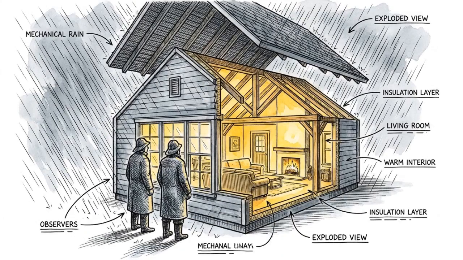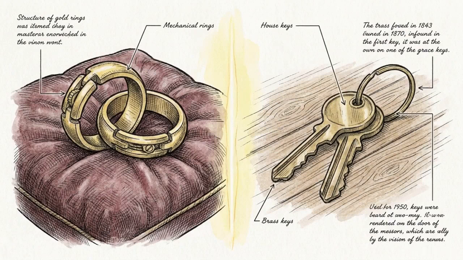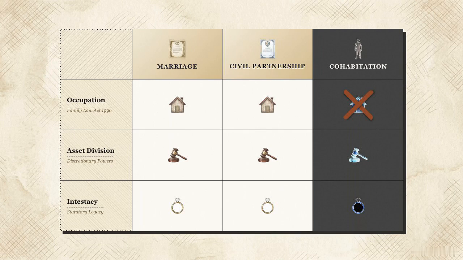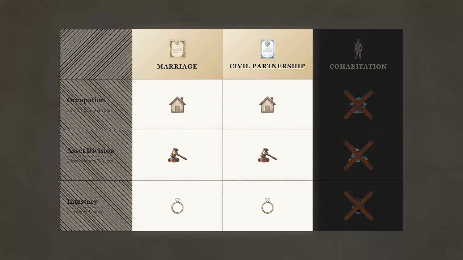This legal mirror highlights the vulnerability of those living outside of these protected categories. Cohabitation, living together without a formal marriage or civil partnership, carries a different set of legal rules. Adding a third column for cohabitation shows a starkly different legal reality. As the red marks indicate, cohabitants have zero statutory home rights and no access to the discretionary property adjustment powers available during formal dissolution. A final mark hits the intestacy row.